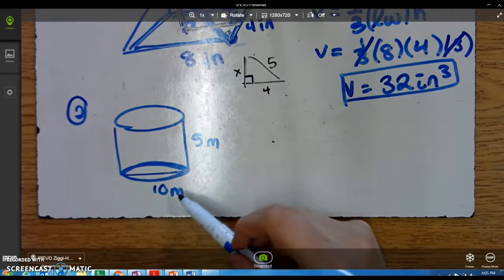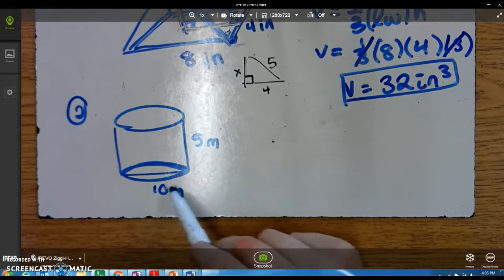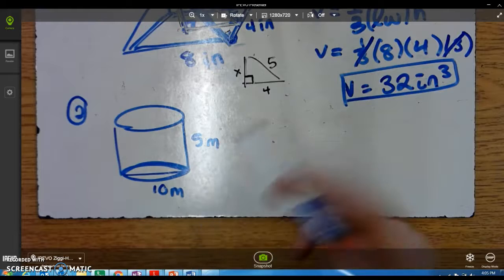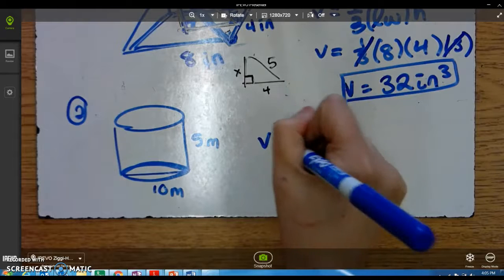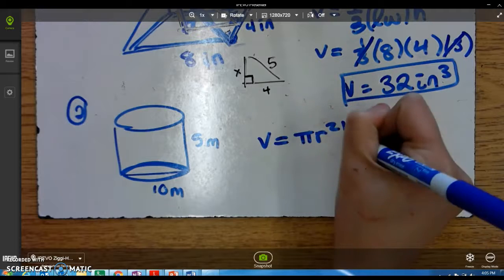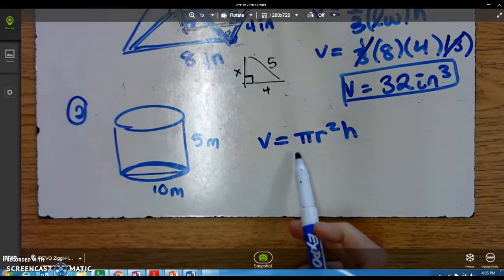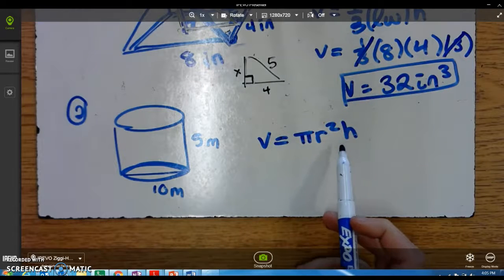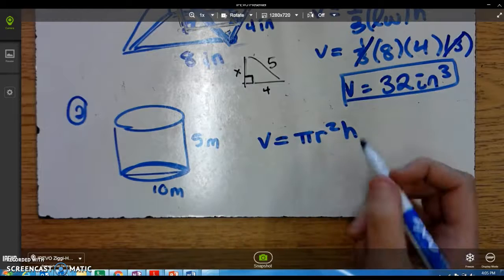The second example I gave you was a cylinder. I gave you the diameter and the height. So my cylinder formula is pi r squared times the height, which is the area formula times the height, right? Because we're stacking circles on top of each other.